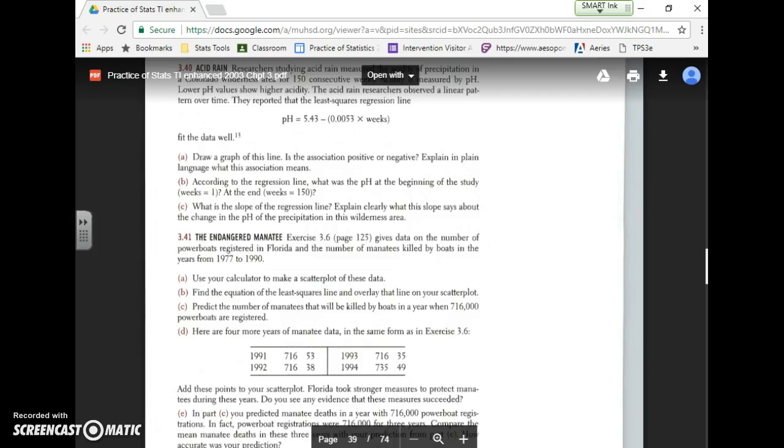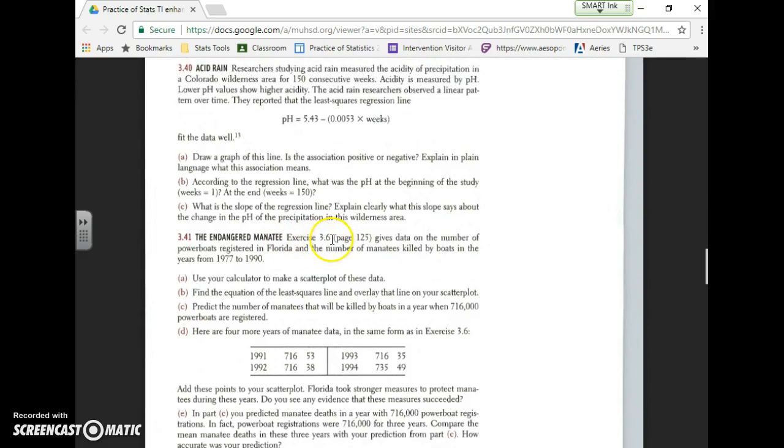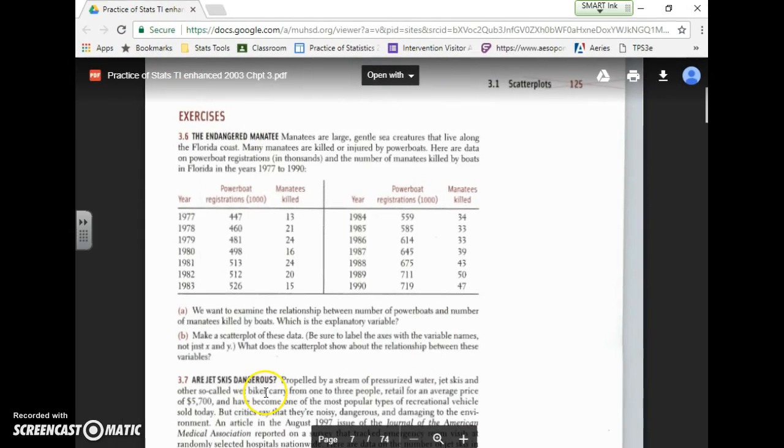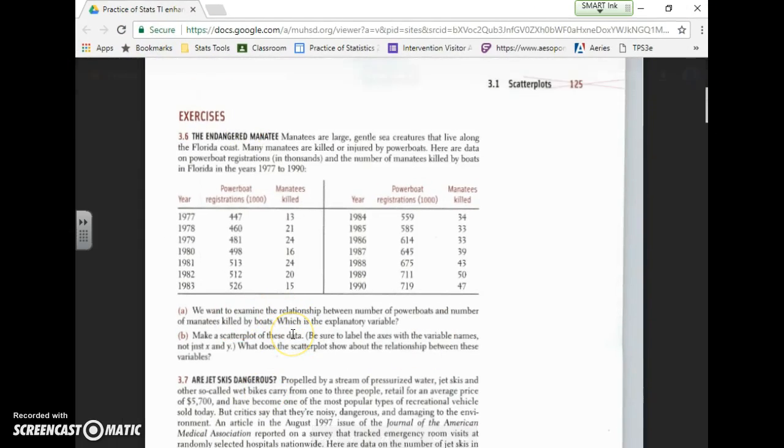Alright, so exercise 3.41 has to do with endangered manatees. We previously did this problem before. We did exercise 3.6 in class, in which we talked about how the power boat registrations are the explanatory variable and the response variable is the manatees killed. So we had already done that for A, and then for B we made a scatter plot, and I had you guys sketch that out, and we talked in depth about that already.